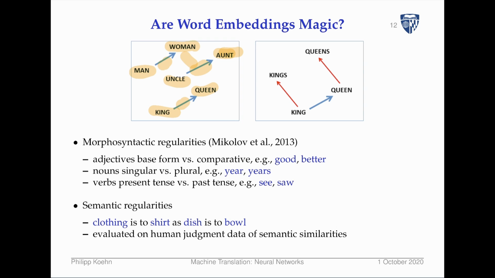For instance, there's the relationship of clothing to shirt and dish to bowl. Do they also have similar vector relationships, and so on? And people have also evaluated similarity with human judgment and compared it against the similarity of vectors in this vector space.